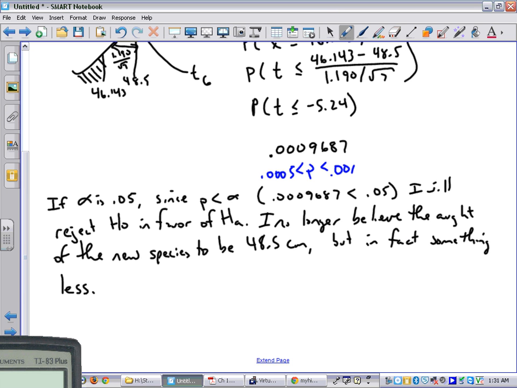And that's how you do the small sample hypothesis test. Next time I'll do the other side of this page, which includes a two sample t procedure.